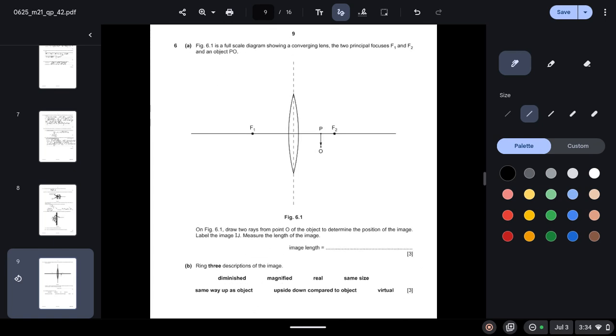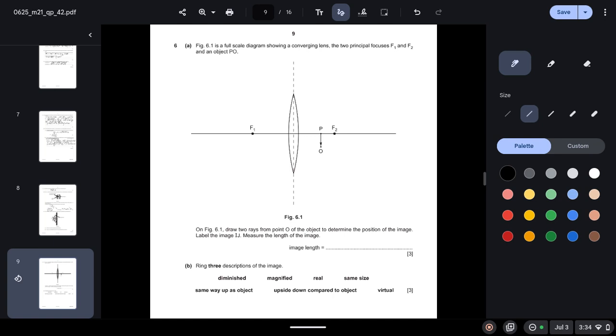Question 6. Figure 6.1 is a full-scale diagram showing a converging lens, two principal focuses f1 and f2, and an object PO. On figure 6.1, draw two rays from point O of the object to determine the position of the image. Label the image IJ. Measure the length of the image.